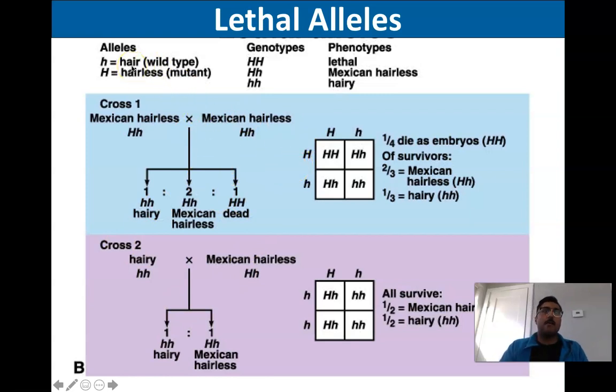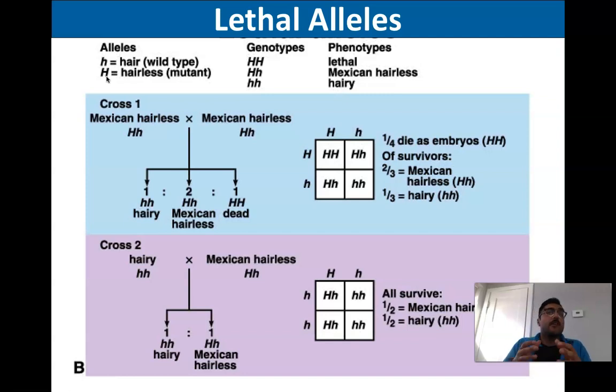Let's say I've got hair color on these Mexican hairless or haired dogs, I think. I actually have no clue, I should have Googled that first, but oh well. We'll pretend they're dogs. I've got my H allele, and we'll say that's for hair. If it has the recessive little h, it's going to be considered the wild type. The normal wild type has hair. If it doesn't have hair, we're going to call that the mutation, and it's the capital letter H.